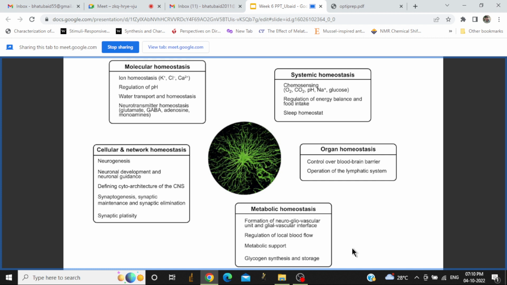Like the metabolism in the nervous system, they also regulate the rate of metabolism, like the glycogen synthesis and storage in the CNS, and regulation of the local blood flow. So they are very good supporter cells. They maintain all the homeostatic functions at every level. And they also regulate the organ homeostasis, like control of the blood-brain barrier and operation of the lymphatic system. It also regulates chemosensing, regulation of energy balance and food uptake, or sleep homeostasis. All this is regulated by astrocytes. So you can say that these astrocytes control the homeostasis at all levels, from the molecular level to the whole organ level.